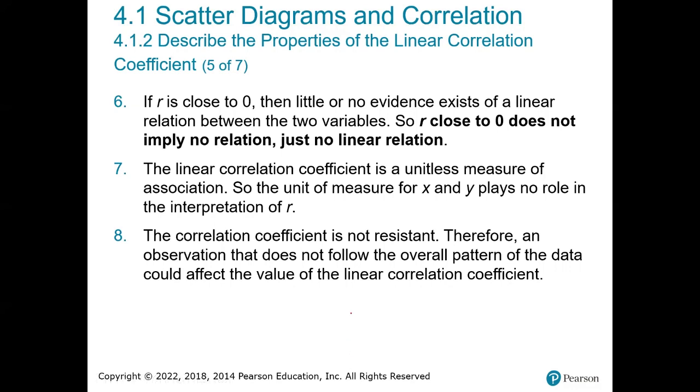Okay, and the last thing is that it is not resistant. So if we have kind of like an outlier, or we have points that seem to be far away from the other values or don't seem to be following the trend of the data, it is going to impact my correlation coefficient. Okay, it's going to tell me it's not as strong as it could be if that point wasn't there.